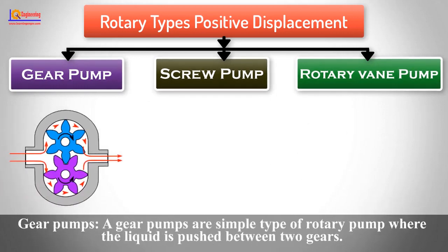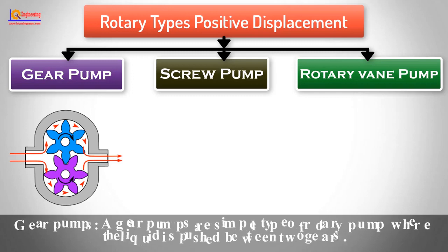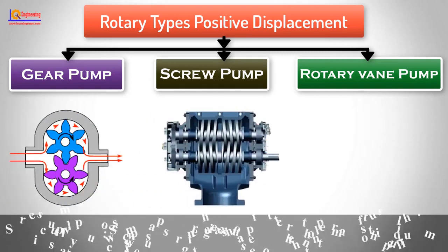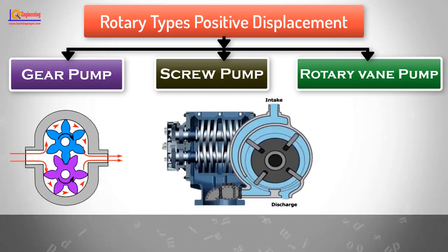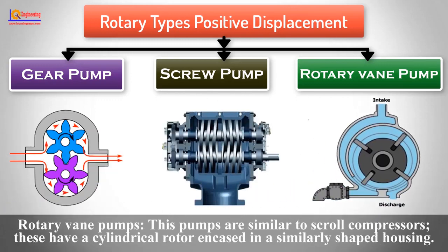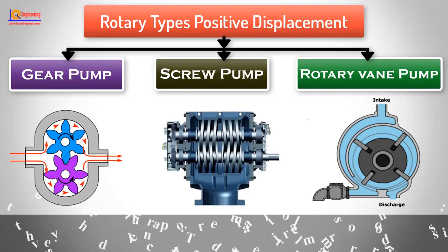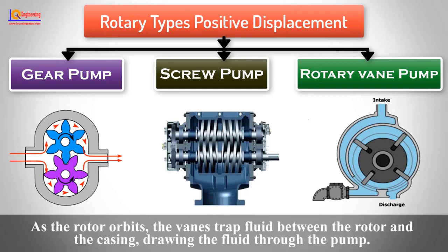Gear pumps. Gear pumps are a simple type of rotary pump where the liquid is pushed between two gears. Screw pumps. The shape of the internal of this pump is usually two screws turning against each other to pump the liquid. Rotary vane pumps. These pumps are similar to scroll compressors. These have a cylindrical rotor encased in a similarly shaped housing. As the rotor orbits, the vanes trap fluid between the rotor and the casing, drawing the fluid through the pump.